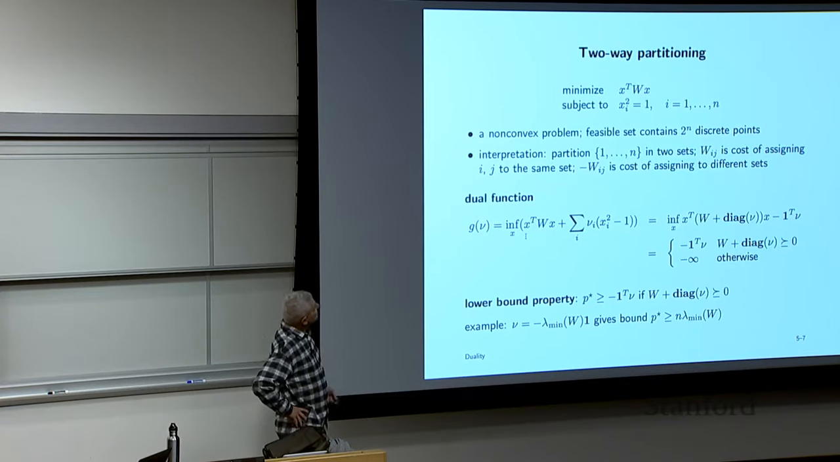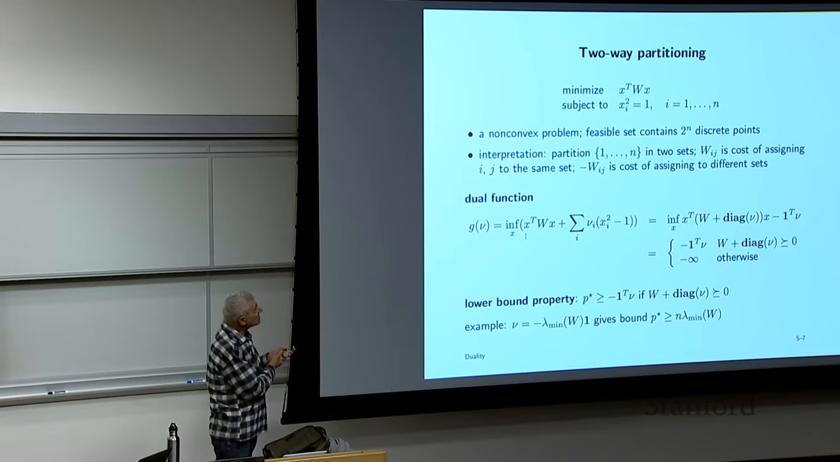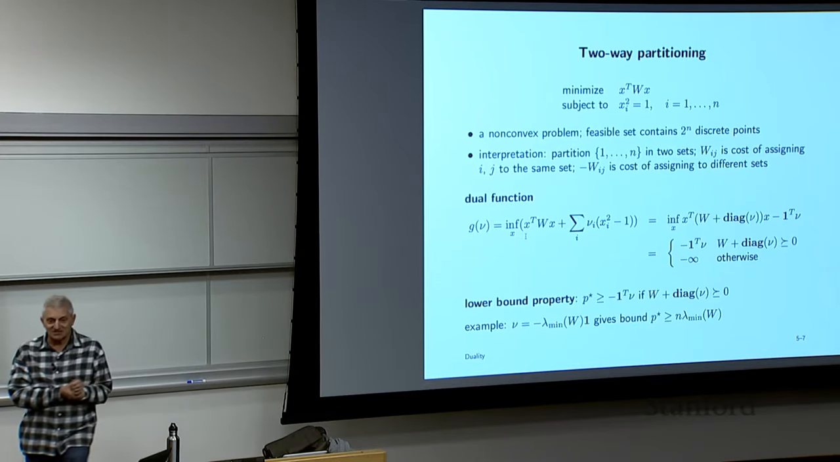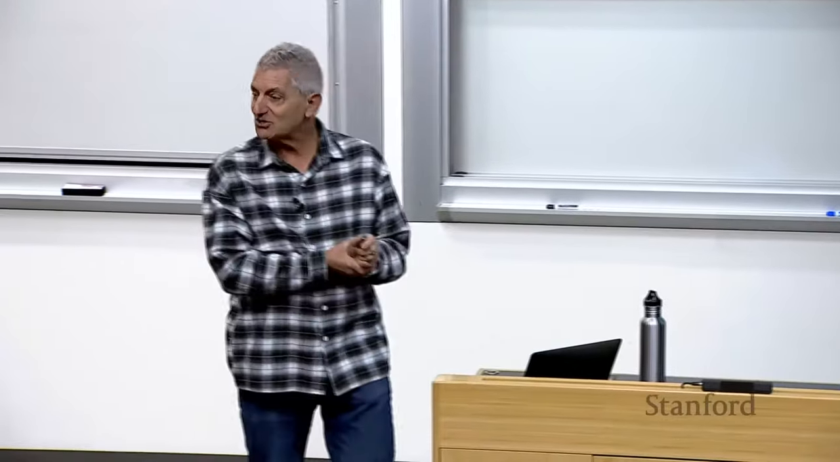So you end up with a very interesting lower bound. It says that if you come up with a vector nu, or some numbers nu_i, and provided this holds, that is, if you take your original matrix W, add this diagonal matrix diag(nu), and that's positive semidefinite, then minus one transpose nu is a lower bound on this problem. That's actually super interesting, because actually solving this problem is extremely hard. The good news is you almost never have to solve it exactly.